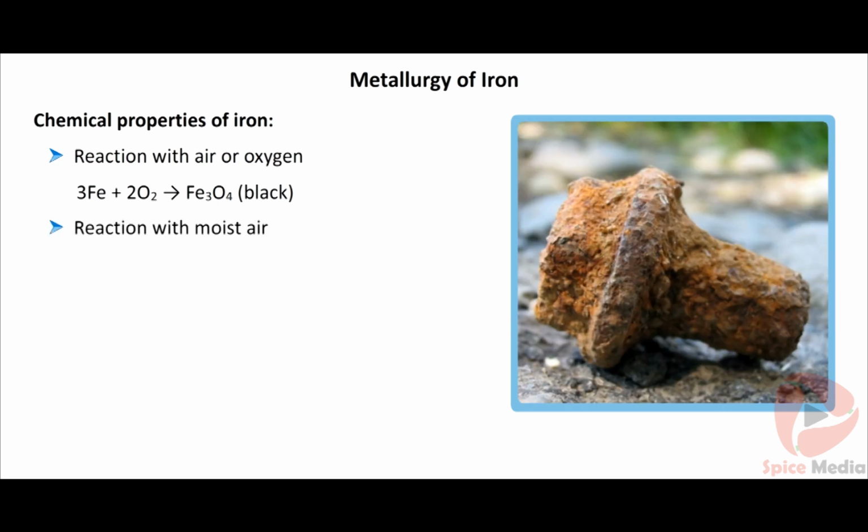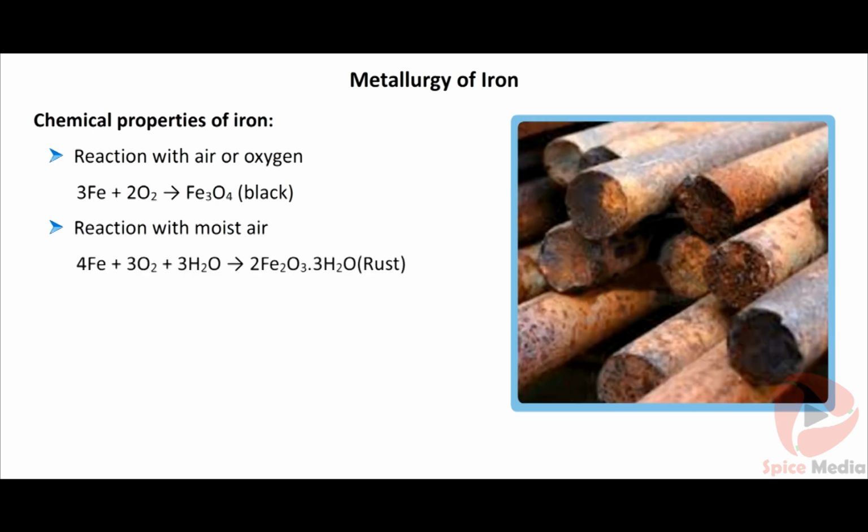Reaction with moist air. When iron is exposed to moist air, it forms a layer of brown hydrated ferric oxide on its surface. This compound is known as rust, and the phenomenon of forming this rust is known as rusting. 4Fe plus 3O2 plus 3H2O gives 2Fe2O3.3H2O.